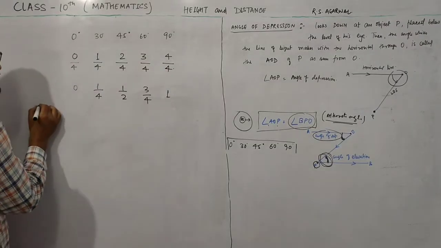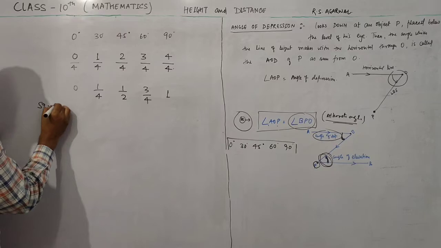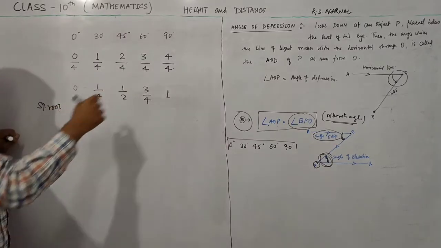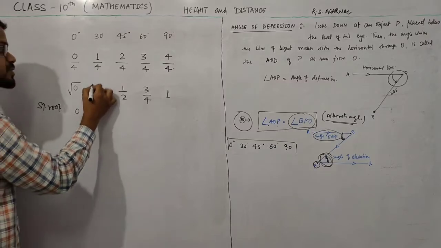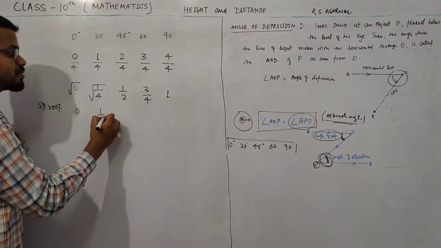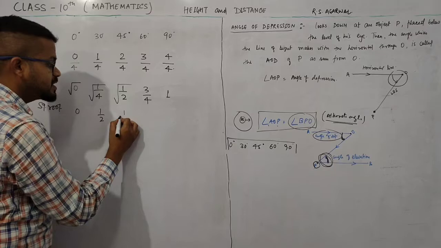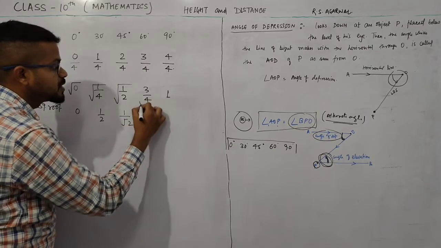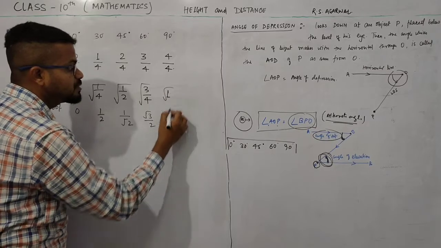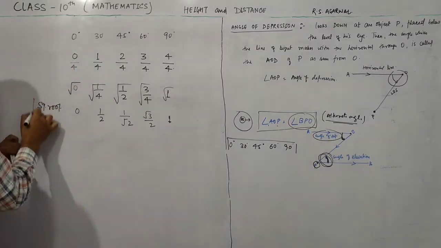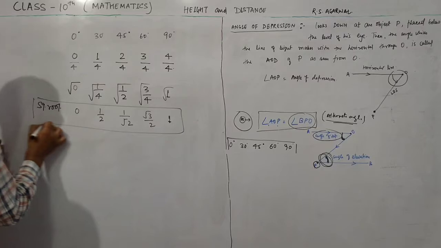Now take the square root of all these numbers. So the square root of 0 is 0. The square root of 1 by 4 is 1 by 2. The square root of 1 by 2 is 1 by root 2. The square root of 3 by 4 is root 3 by 2. And the square root of 1 is 1. Okay, these are the values.